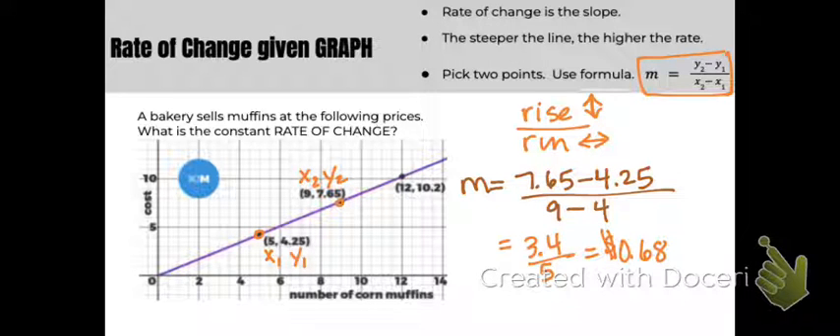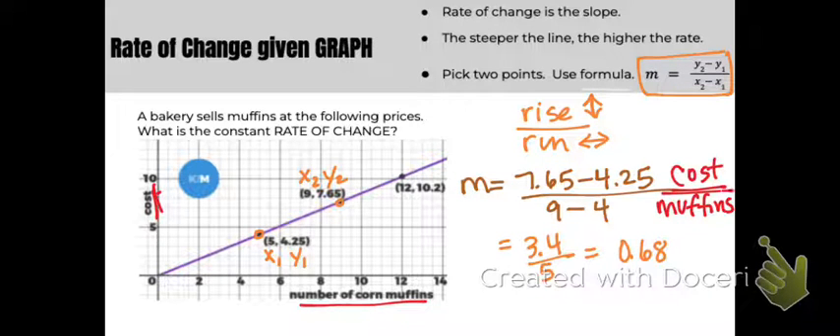So what is that telling us? 0.68. Notice I already put the dollar sign on there, but let's look at it a little closer. The y is what? That's the cost. So this represents the cost. And the x is the number of muffins. So what this rate is telling us is the cost per muffin. So this is 0.68 or 68 cents per muffin.